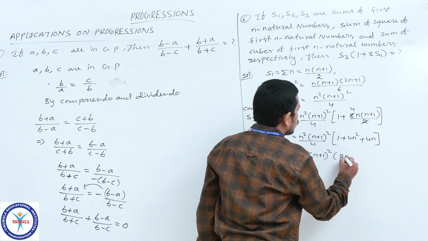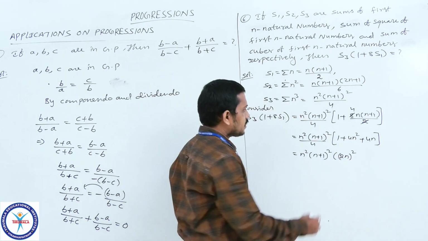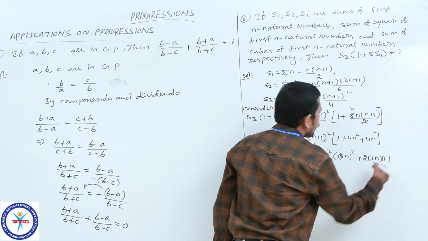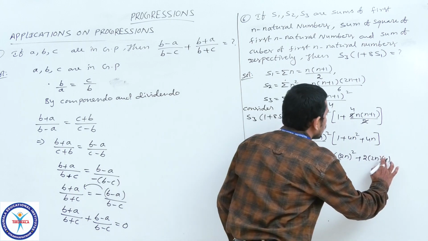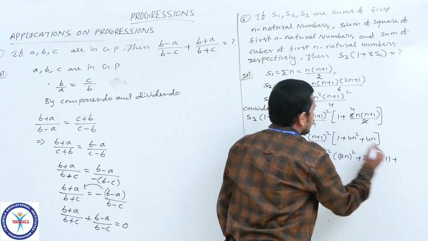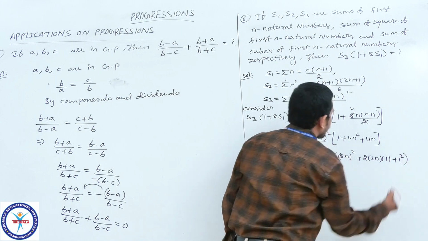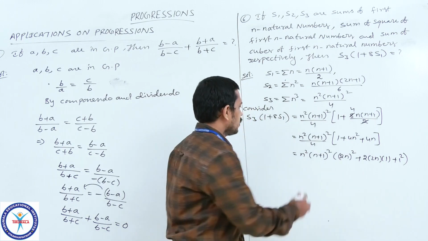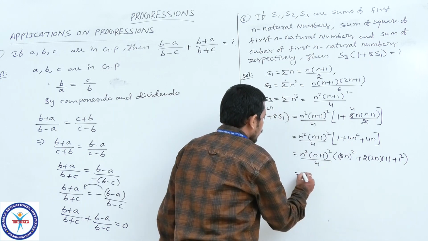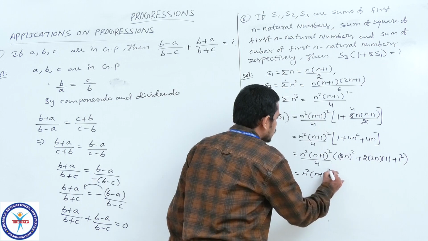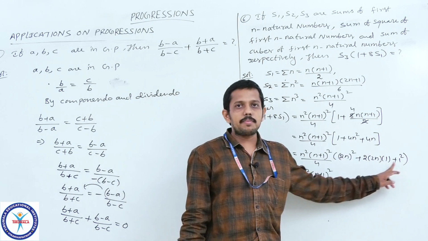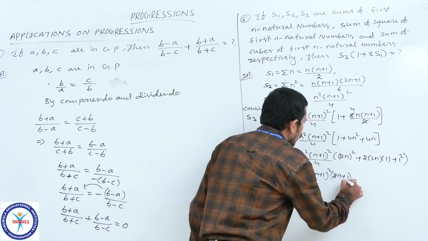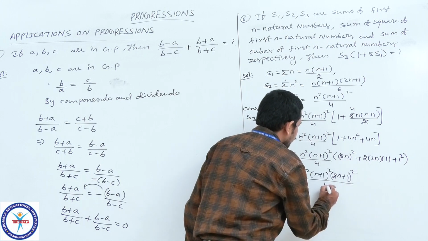So this is equal to n square into (n plus 1) whole square into 4n square. Can we write 4n square as (2n) whole square? Plus, can we write 4n as 2 into 2n into 1? 2 2s are 4, 4n into 1, 4n plus 1. Can we write 1 as 1 square? It is in the form of a square plus 2ab plus b square, with the 4 there. So n square into (n plus 1) whole square into (a square plus 2ab plus b square) is equal to (a plus b) whole square, meaning (2n plus 1) whole square by 4.